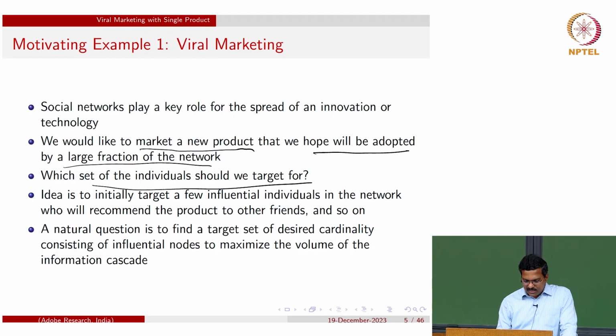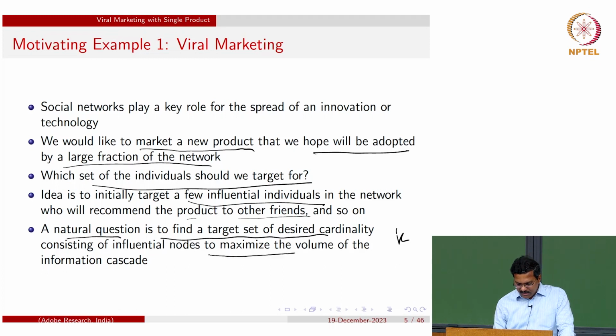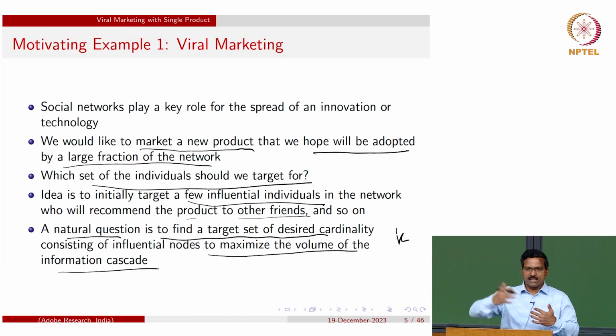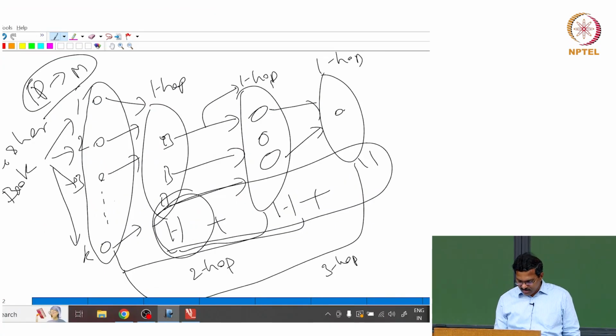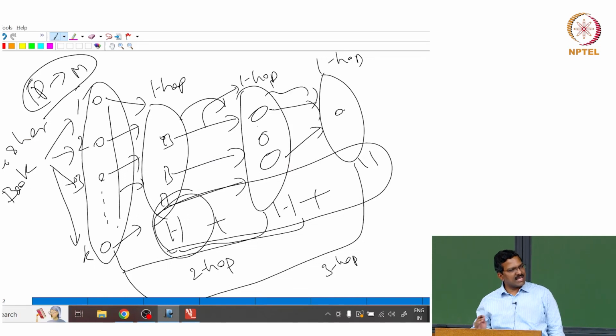The idea is to initially target a few influential individuals in the network who will recommend the product to their neighbors. So now a natural question would be how to find these initial influential people, of size K, so that they maximize the volume of the information cascade, or the set of people. This is called information cascade. These influential people whom you select will in turn influence their one hop neighbors, and some of them may buy the product and try to influence their one hop neighbors, and so on and so forth. This is called the cascading process.